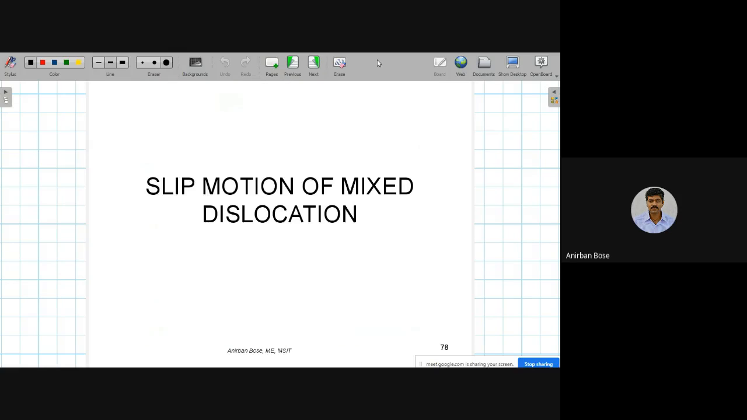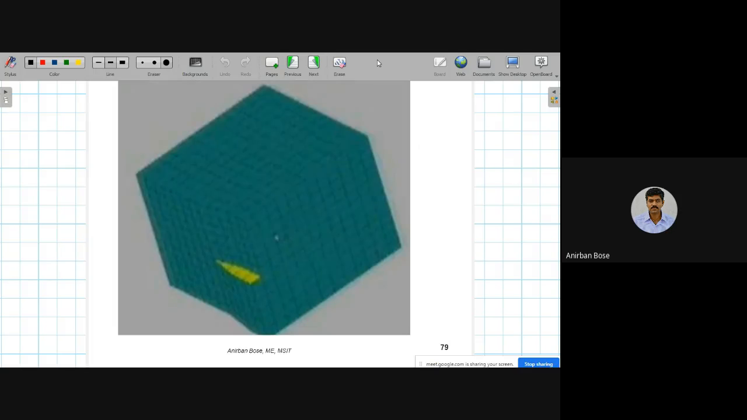Now try to visualize the slip motion of mixed dislocation. It's very difficult to visualize the mixed dislocation. Here basically the screw part you can understand, and actually these lines are very faint, so it is difficult to see. Here is the edge dislocation you can see. So this is basically the mixed dislocation line.